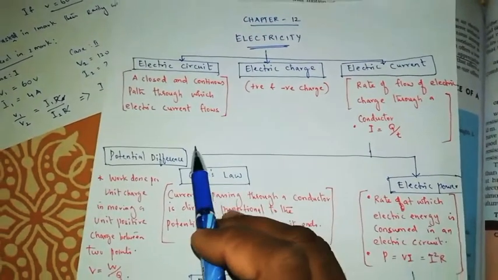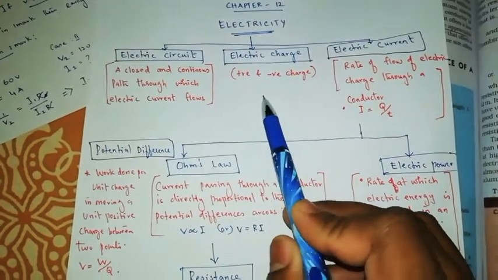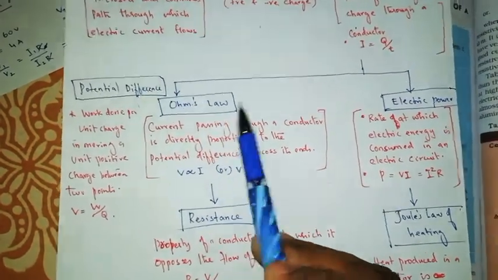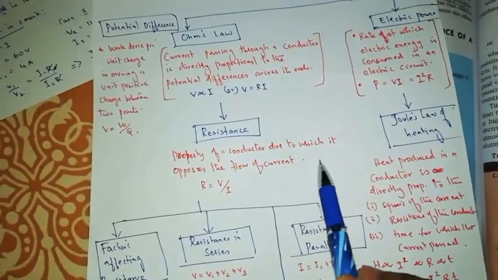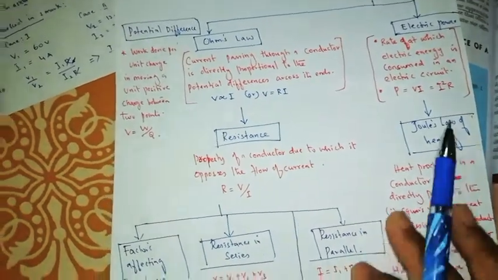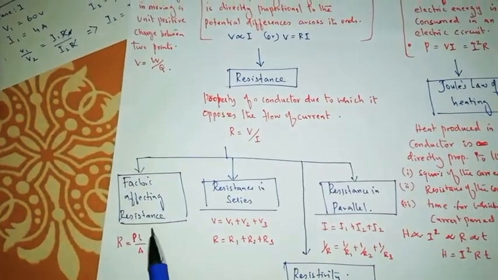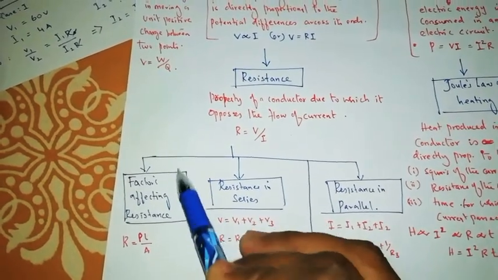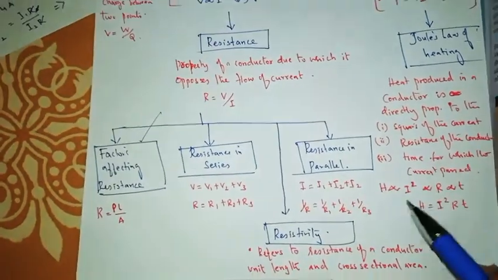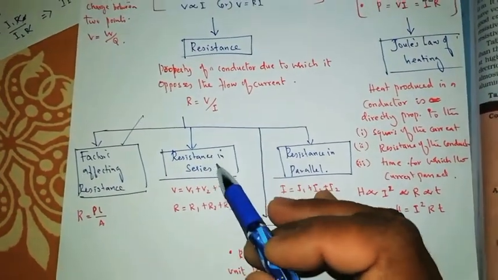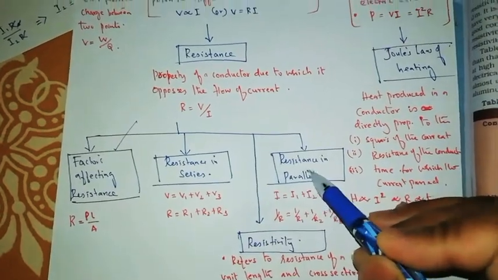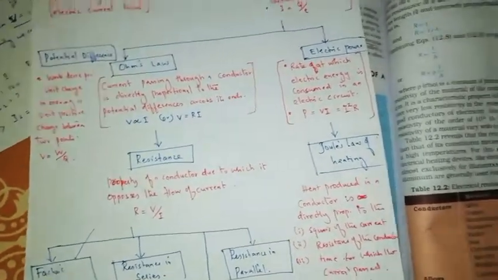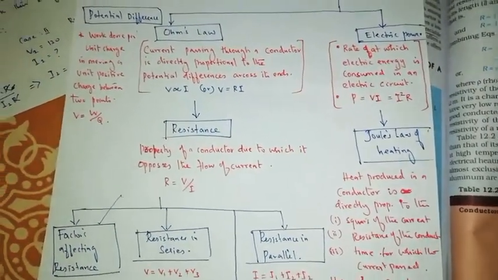So this is our mind map. We learned electric circuit, electric charge, electric current, potential difference, Ohm's law, resistance. Up to here we learned, right? So we have a few things left, and this we also learned: R is equal to rho L by A. In the next class we are going to learn resistance in series and resistance in parallel, electric power, and Joule's law of heating. Okay, so only 2-3 topics left.